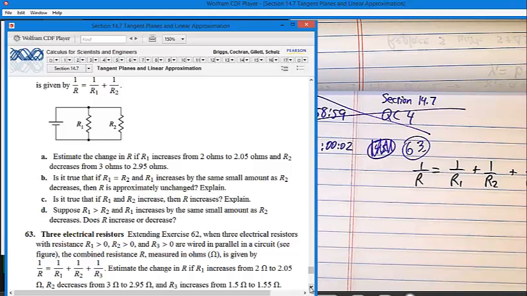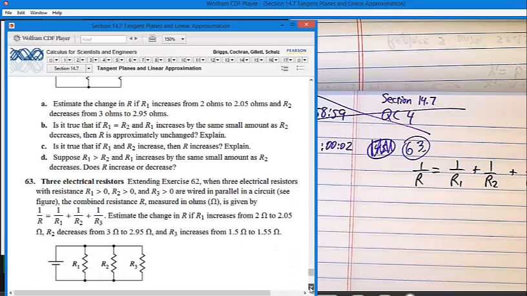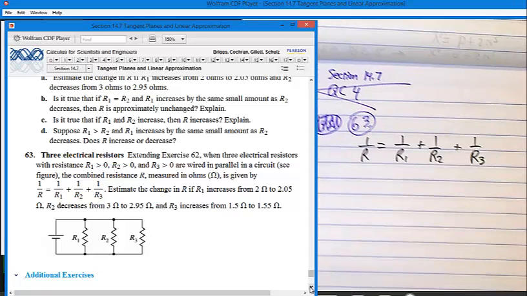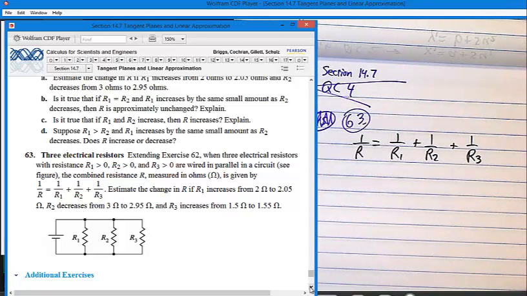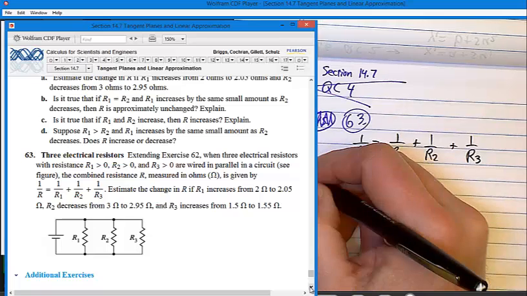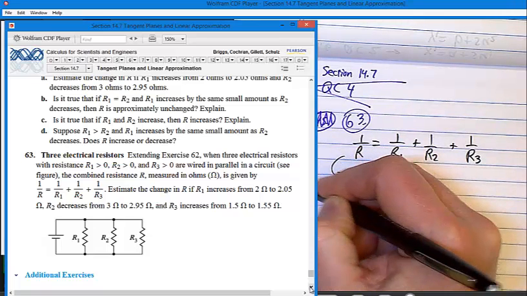Estimate the change in R if R1 increases from 2 to 2.05, R2 increases from 3 to 2.95. Oh, you have an increase, a decrease, and an increase? That's kind of cool. So the point is, if we want to estimate these things, what we want to compute is dR. I guess what I'm going to do first is solve for R.